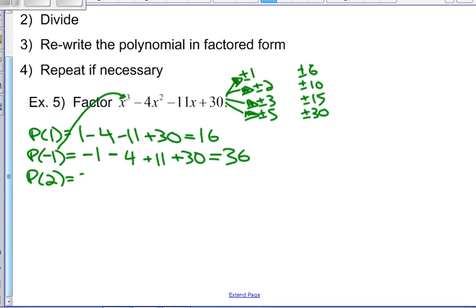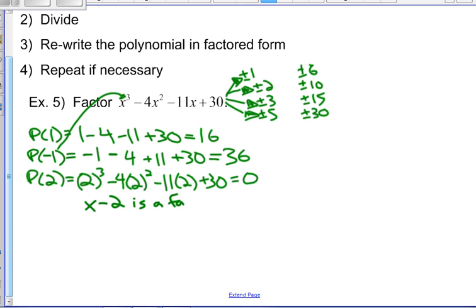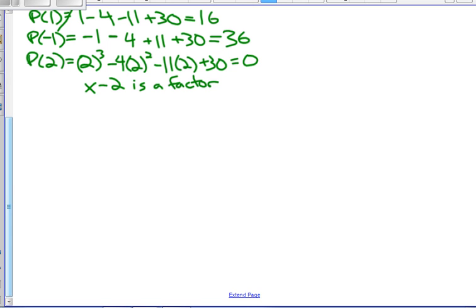So let's try another one. Let's try the number 2. Let's find out what happens. 2 cubed minus 4 by 2 squared minus 11 by 2 plus 30. Let me think this through. That's 8 minus 16 minus 22 plus 30. Holy smokes, that's 0. So what have we just found? We've found that x minus 2 is a factor. Because the number 2 worked, x minus 2 is a factor. Okay, and then we get to go and do some division and figure out how exactly to factor this.